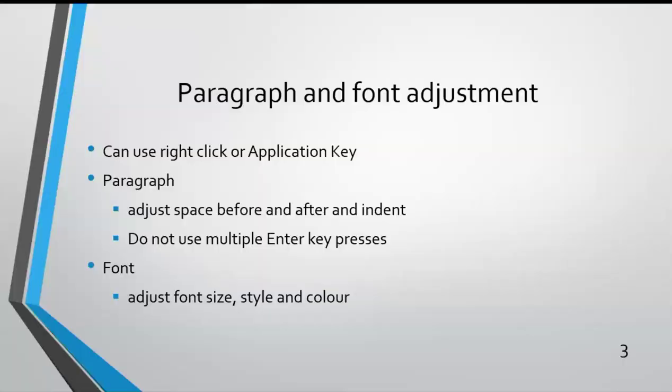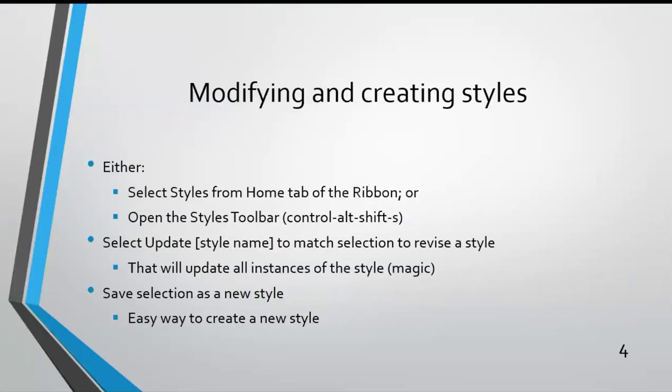So having done the work we just did, we now need to look at creating and modifying styles. We can either select the styles from the Home tab of the ribbon, or we can open the Styles toolbar, which is what I tend to do because I'm a keyboard user. And that has the rather cumbersome keyboard combination of Control, Alt, Shift, S. It's quite a handful. We can update the style, and I'll show you that in a second, or we can save the selection as a new quick style. So let's come back to our document.